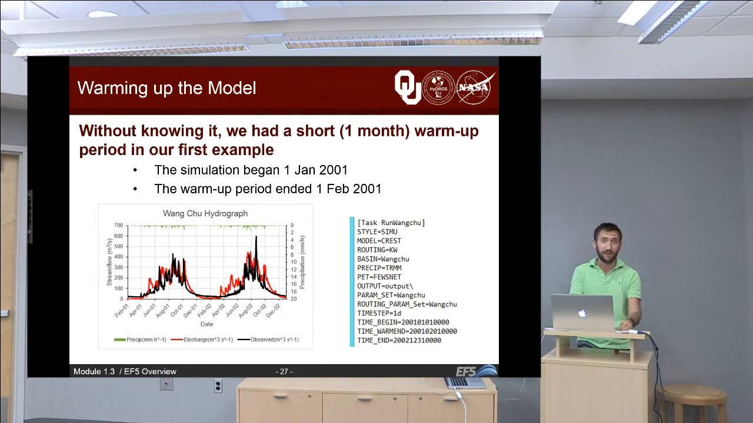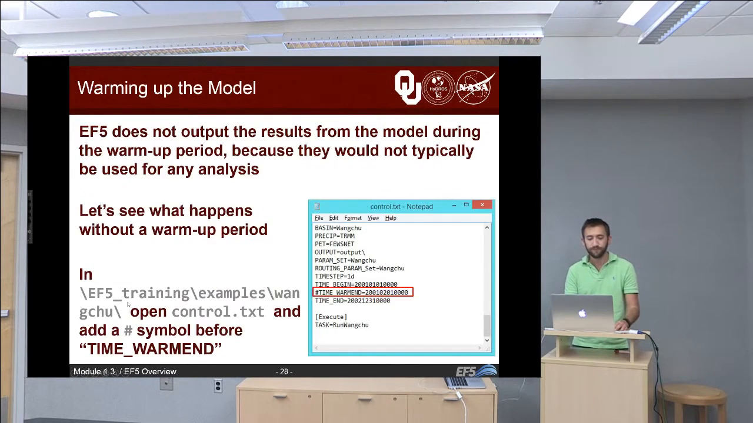So without knowing it, actually in that first example we just ran, we had a short 1 month warm-up period. The simulation began on the 1st of January 2001, but all our hydrographs began on February 1st, 2001. And that's because we let the model warm up for that first month before we started to count the results. And you can actually see that here on slide 27 in the screenshot of the control file. Time warm end was 2001-02-01, or February 1st, 2001, excuse me. And then you can see on our hydrograph that it actually did start on February 1st, 2001. And those results from the warm-up period, they're not output because they would not typically be used for any analysis.